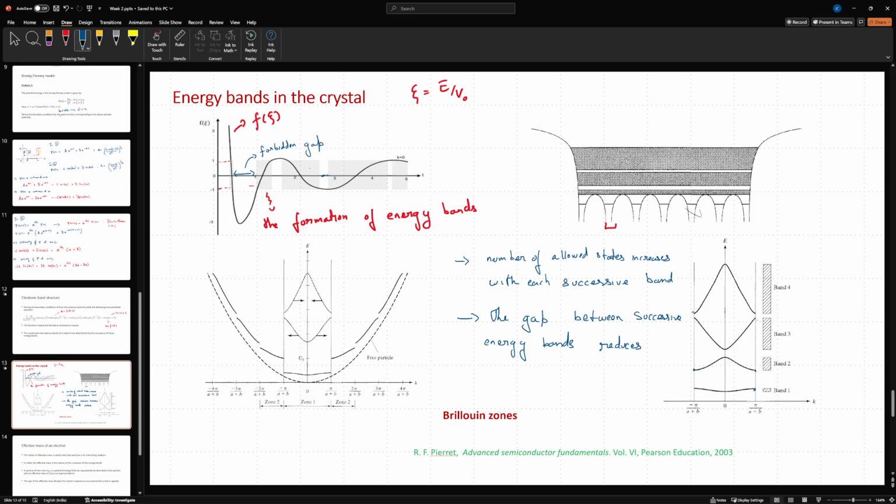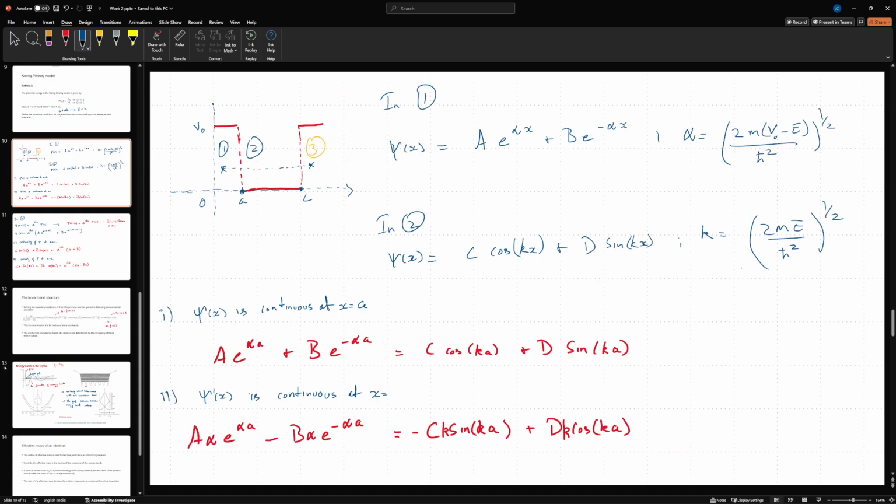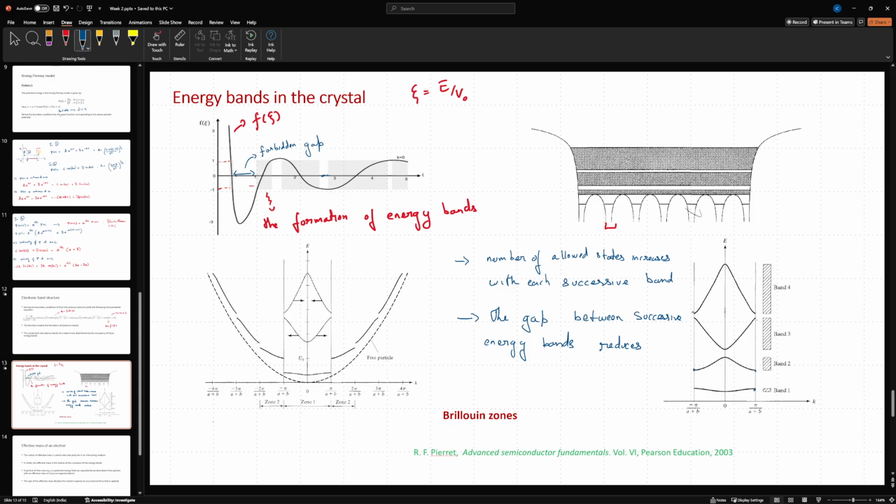Then we can plot, remember, k is a function of E. So I can plot the E-k relation. That will give me a curve like this. So this is called the dispersion relation, which is the E-k relation. Okay, so this tells me the dependence of E on k.